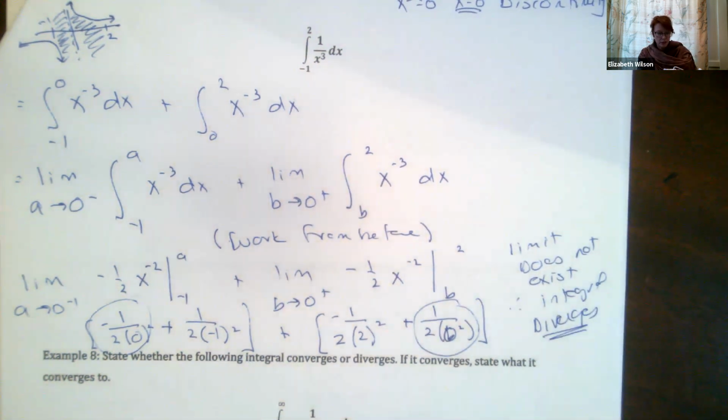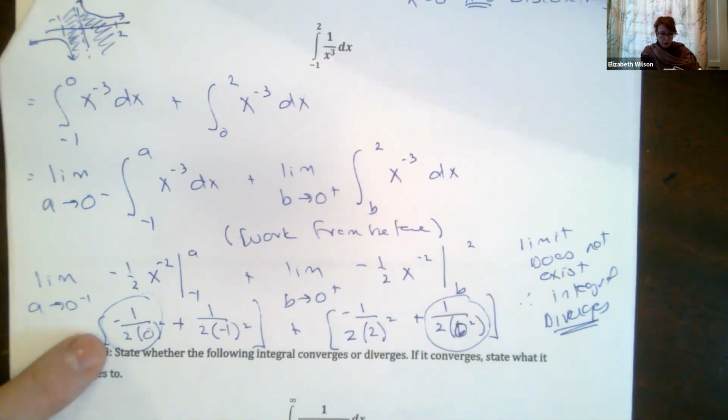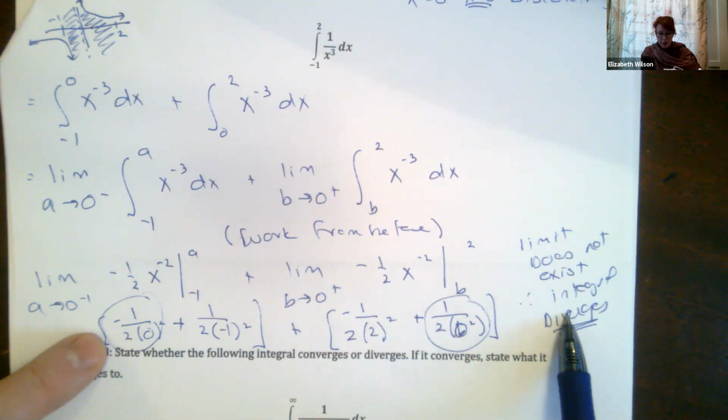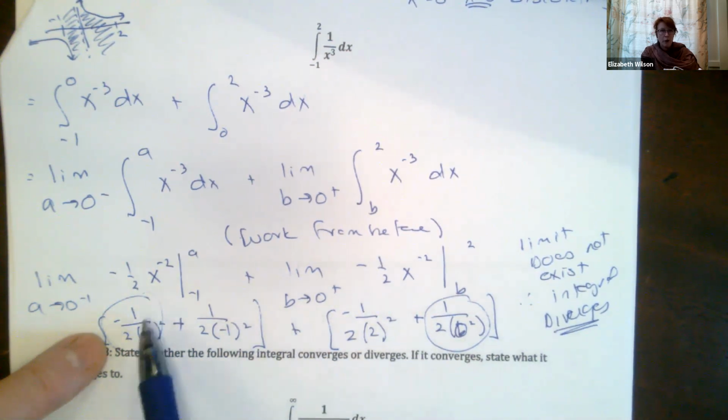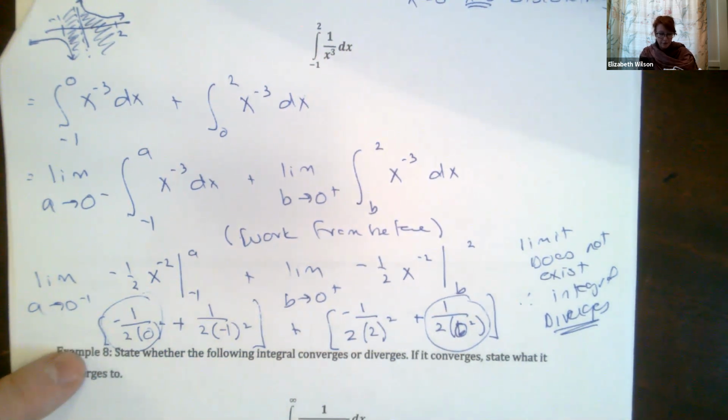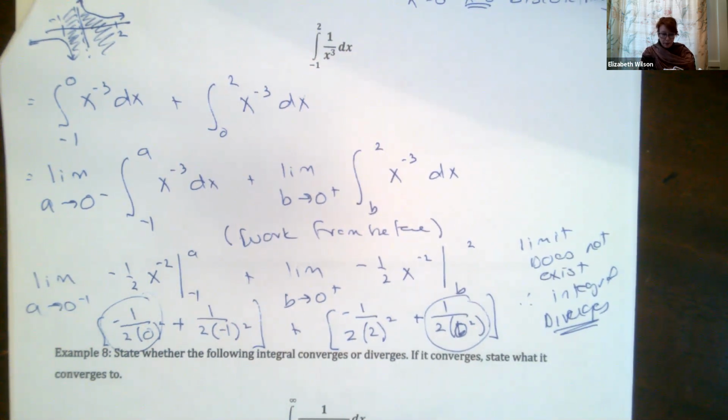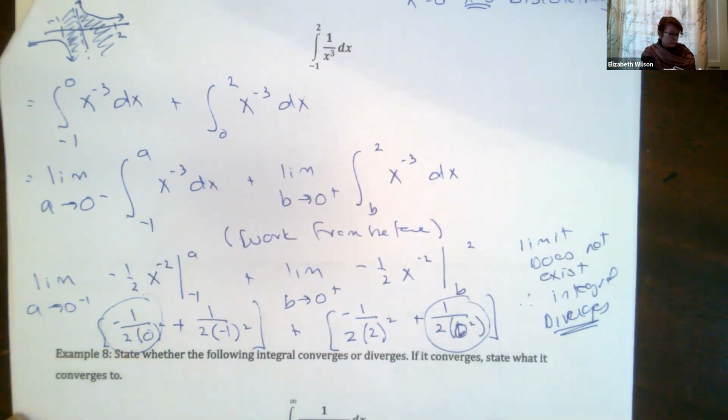So let me just say, if you start to work it through and you do this part and you see this, okay, you can stop. You can say, this is going to cause the limit to not exist. Therefore, the integral is going to diverge. You don't even have to continue, because once one part of the limit doesn't exist, the whole thing's going to bomb out. I can't have infinity plus 1/8 and then expect that to be a real number. So once you get here, then you're done.